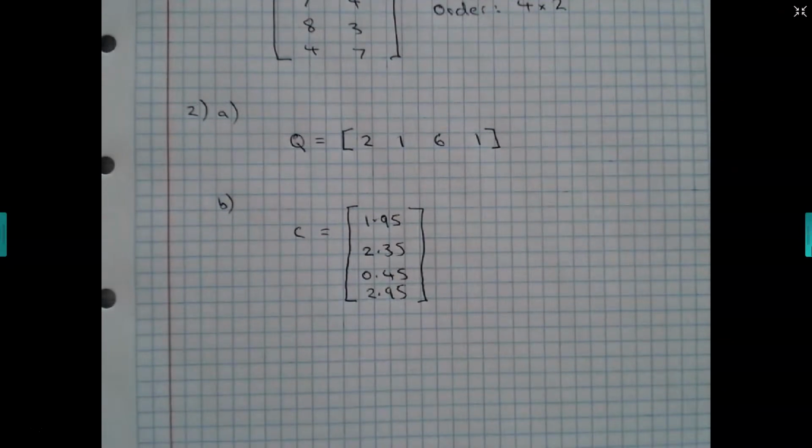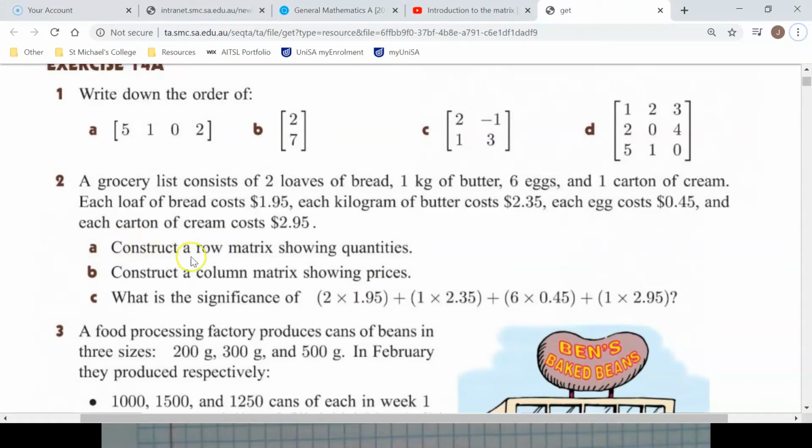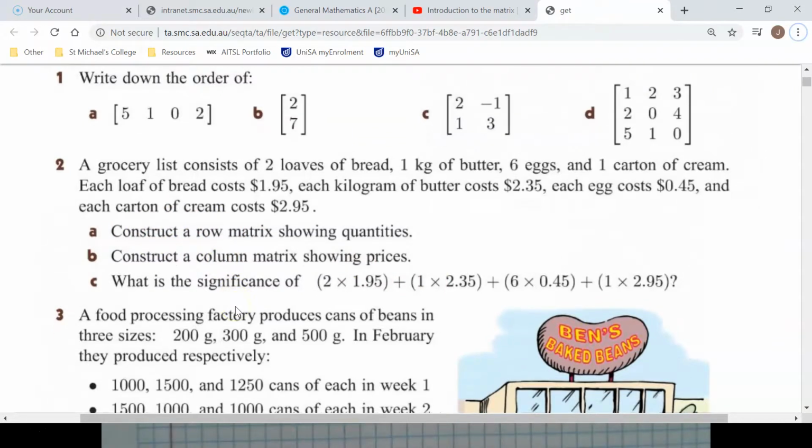Wait, so why are we doing B vertically? Because that's just what the question asked us. A said construct a row matrix, B said construct a column matrix. There's actually a reason why they're getting us to do that, because later on when we do multiplication of matrices, there's some stuff that we'll learn that that's relevant for.